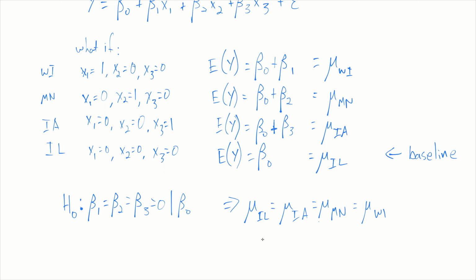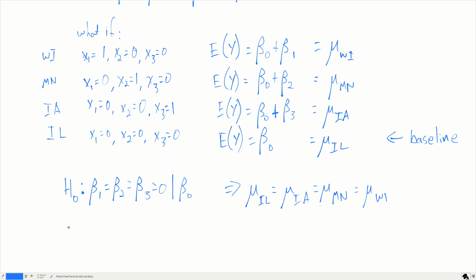Now, what's a nice thing about setting it up as a regression, not only can you do this overall test, but you can test different hypotheses that are more specific. For example, you could test, what about just beta 3 equal to 0, given the intercept, beta 1, and beta 2. That is, if beta 3 is 0, and beta 3 is the difference between Iowa and Illinois, we can test, is there a difference between the mean corn yield in Iowa and the mean corn yield in Illinois? So that's what this particular hypothesis is doing. It's a pairwise test.